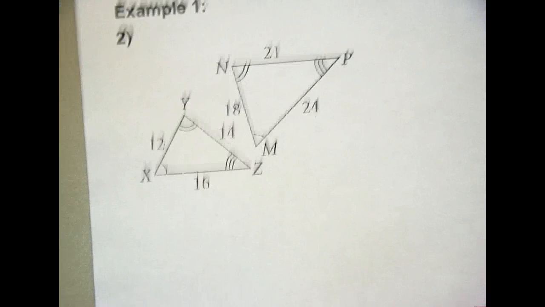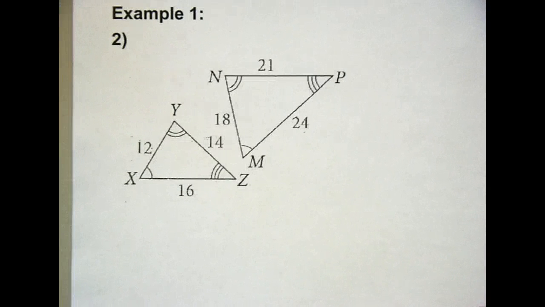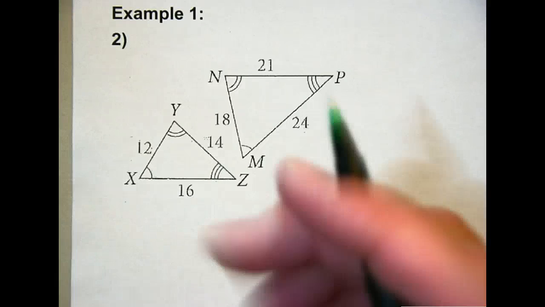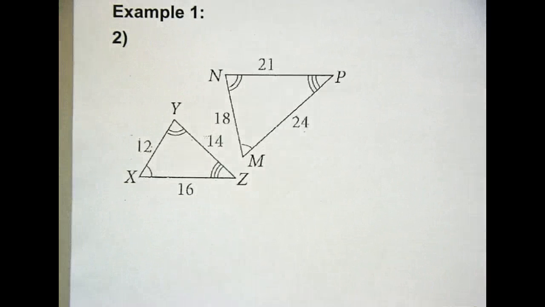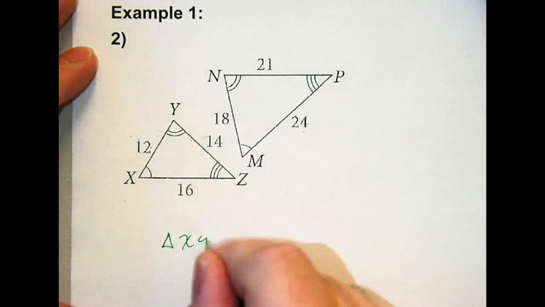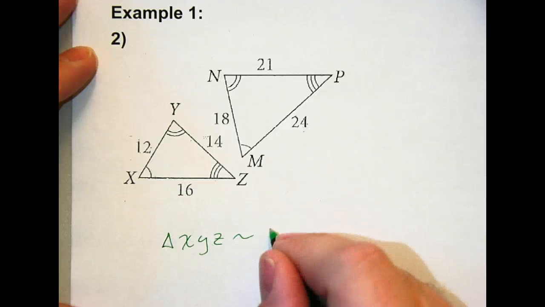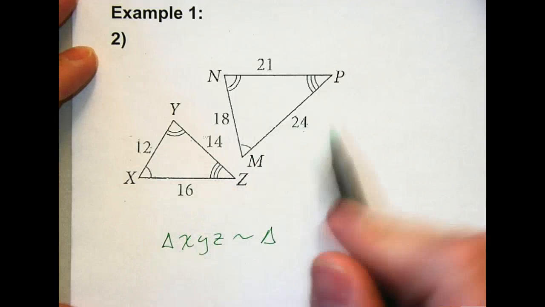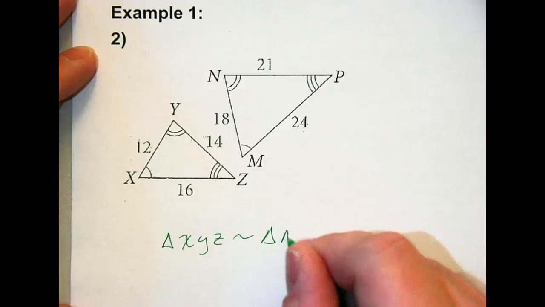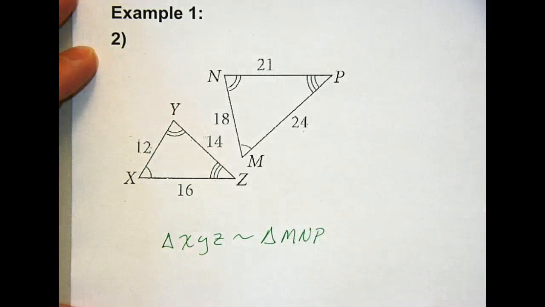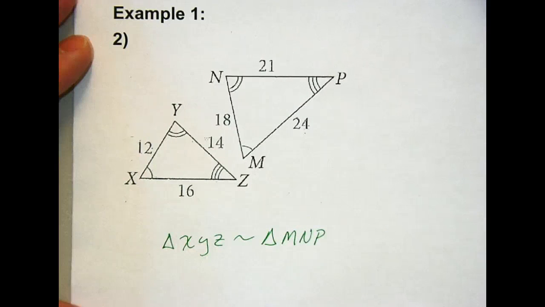All right, number 2. Go ahead and do number 2, please. Figure out your similarity ratio. Write your similarity statement, please. All right, someone new, give me the similarity statement. Yes, Cameron. Triangle XYZ is similar to triangle MNP with a similarity ratio of 2/3. Okay, so XYZ to MNP. Everyone agree? Yes. Okay, and Cameron said it's 2/3.